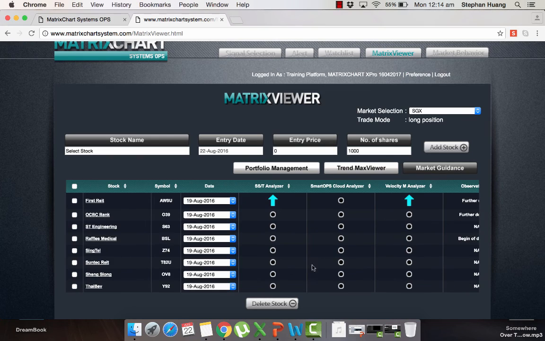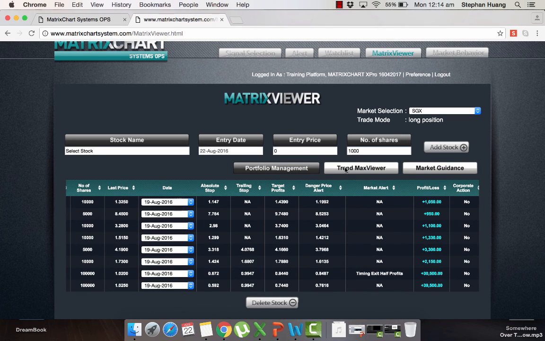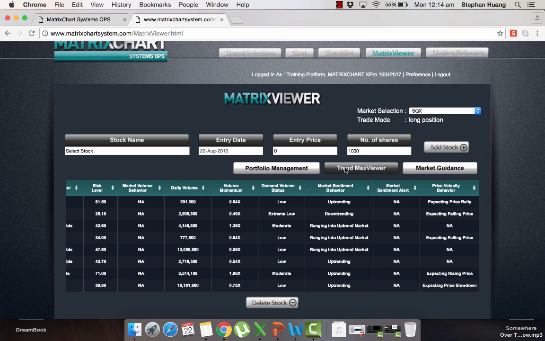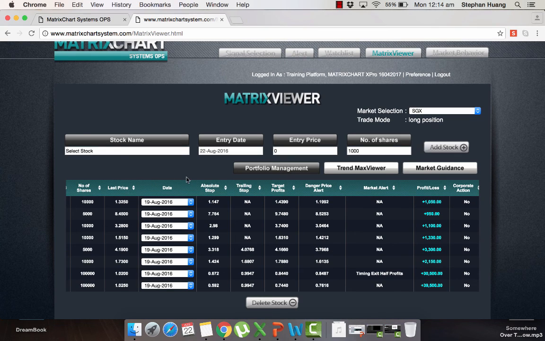Lastly, that I have not discussed earlier in the video, is I go to market guidance. Now what this is, it actually shows the 3 things that we talked about in one of our earlier videos, which is critical, right? If you don't understand what the SS/T analyzer is, the Smart Ops Cloud Analyzer is, the Velocity M Analyzer is, please look at our earlier videos, because I just want to keep this video really short and sweet. So that's it. That's all the things I check, and then I decide whether to exit or to enter, and then I just switch off my computer and have a good day.